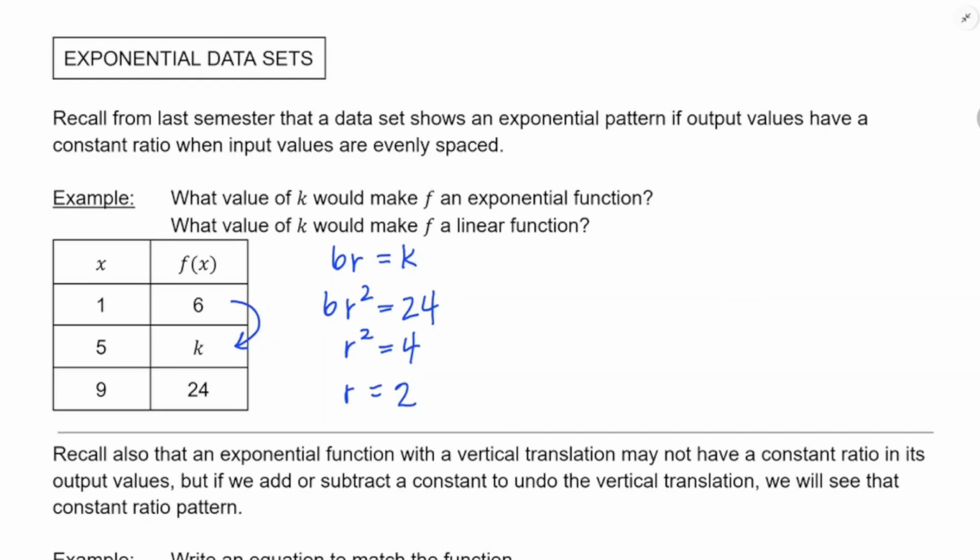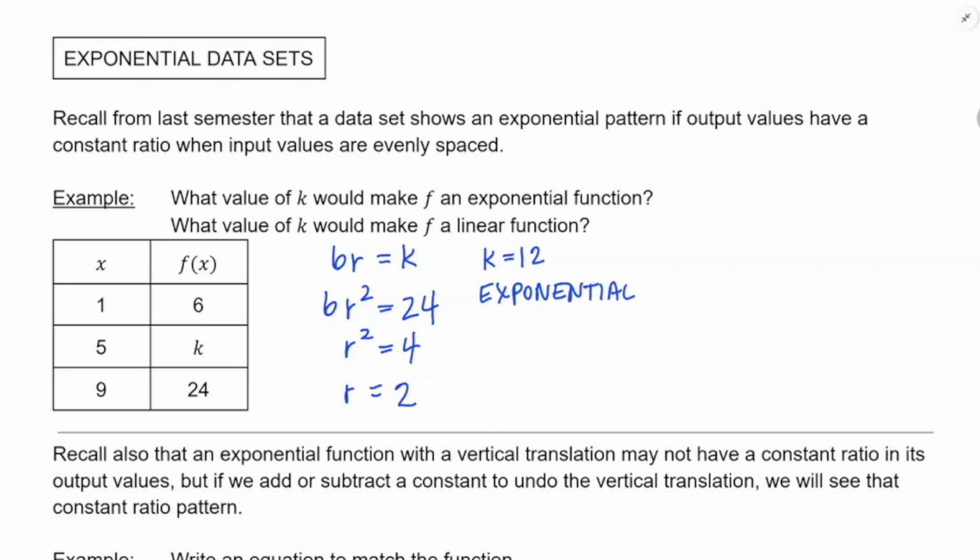Now, if r was -2, we don't really deal with -2 to the x. It's a function, but it's a really poorly behaved function. If you're interested, go graph -2 to the x on Desmos and see that it's continuous nowhere. It's really a bad function. And so I've got r equals 2. If I multiplied by 2 each time, 6 times 2 equals k, that'd be k equals 12, which would make it exponential. Okay, 6, 12, 24, that makes a lot of sense. Constant multiplier.